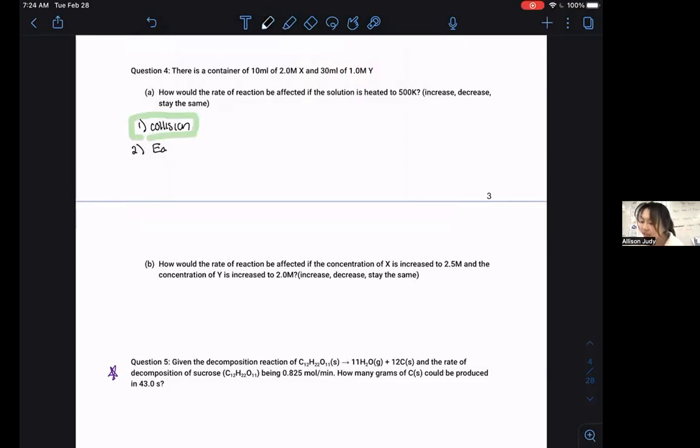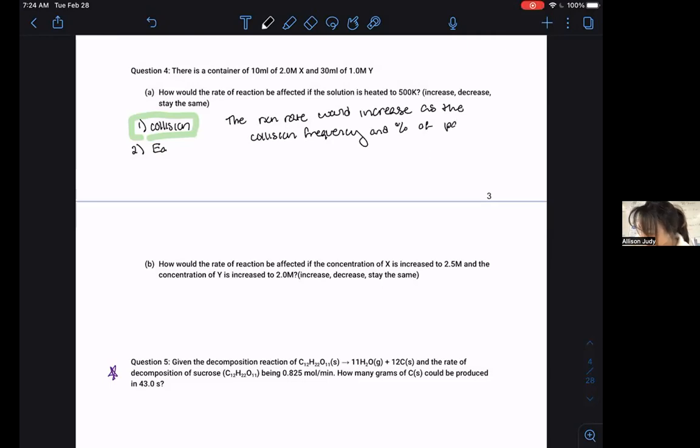So if we heated up the container to 500 Kelvin, the reaction rate would increase, as the collision frequency and the percent of particles that can achieve the activation energy increases.